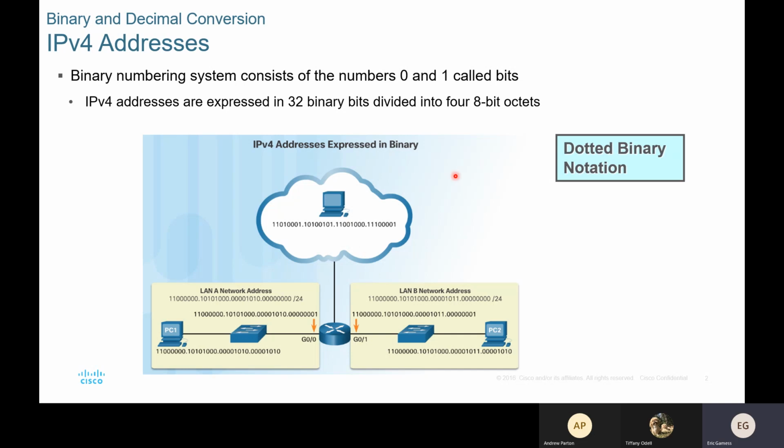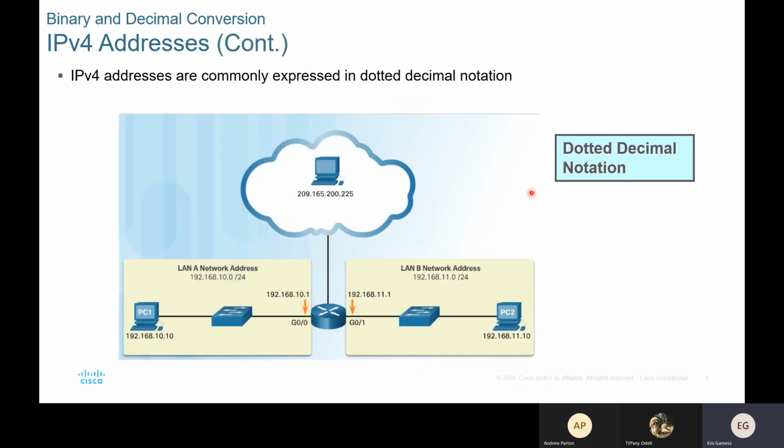So this notation for an IP address is called the dotted binary notation. Dotted because we separate each byte with a dot, and binary because we write each byte in binary. So since binary are very confusing for people, we have another notation which is called the dotted decimal notation.